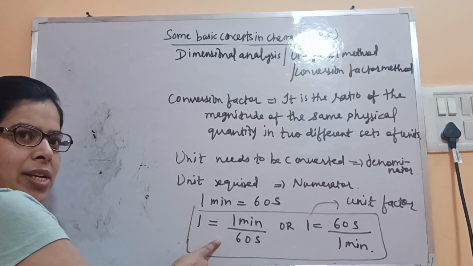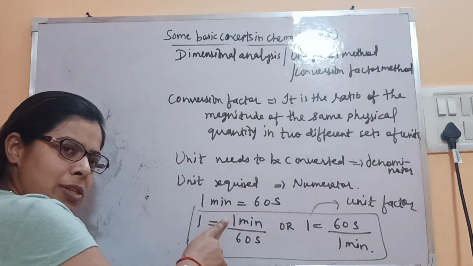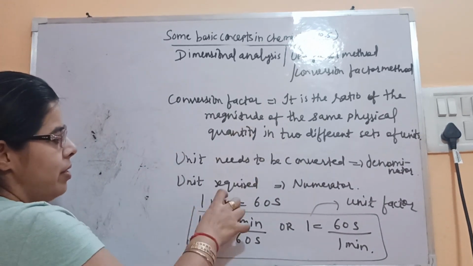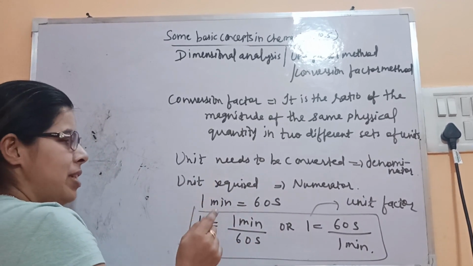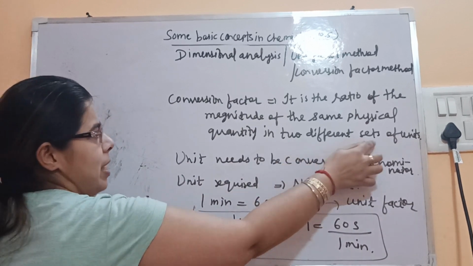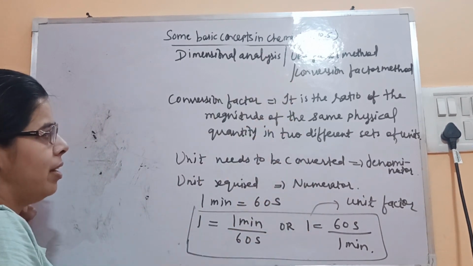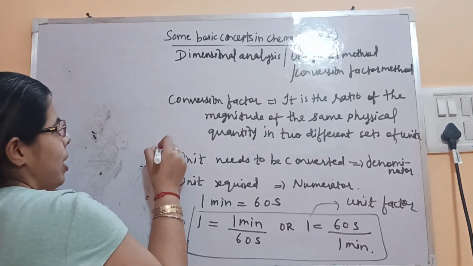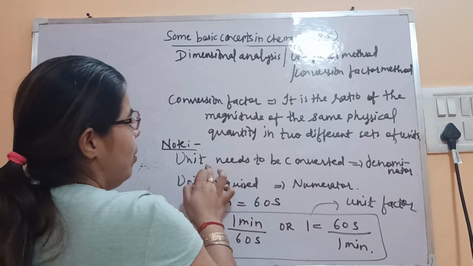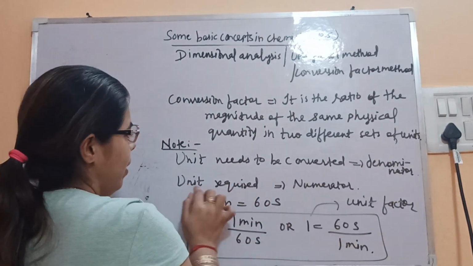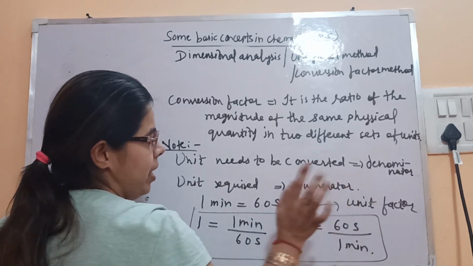So it is the same physical quantity, that is time. Unit is minute also, unit is second also. So it's a ratio of the two magnitudes. Magnitude is different, value is different, but the physical quantity is the same and units are different in two different sets of units. This is the meaning of this. That's why it is known as unit factor or conversion factor. Fine. So this you have to keep in mind. This is the note point, which you will be using while converting one set of system to another. Unit which needs to be converted, take in the denominator. Unit which is required for the conversion, you just take in the numerator.